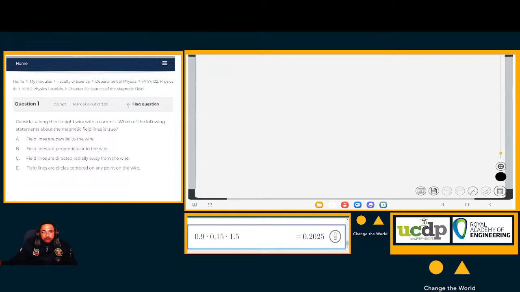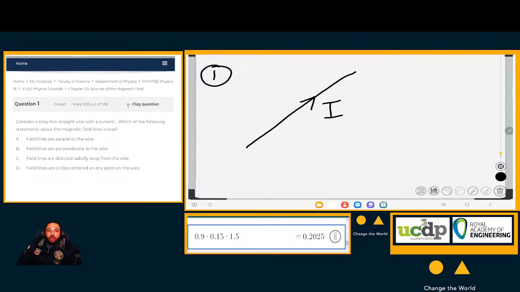Now let's go to some questions regarding the sources of magnetic fields. Some general questions which you should know and be able to answer. Question number 1. This question simply asks, consider a long, thin, straight wire with a current I. So there's a current flowing in this wire, and that current is I. Which of the following statements about the magnetic field lines are true?